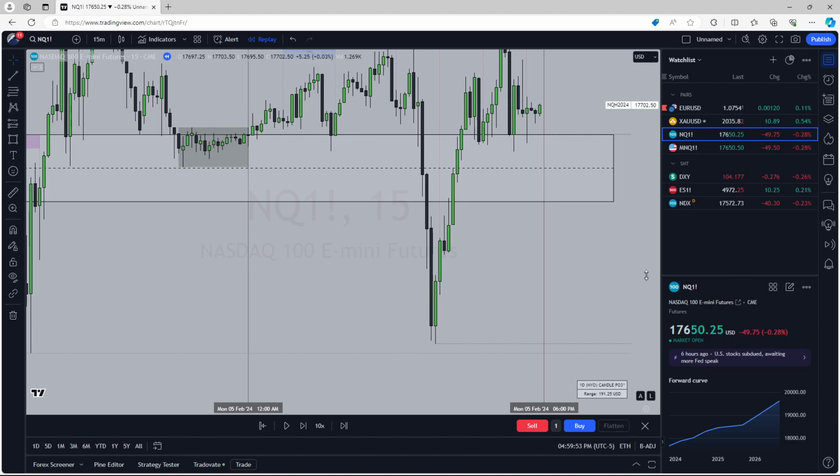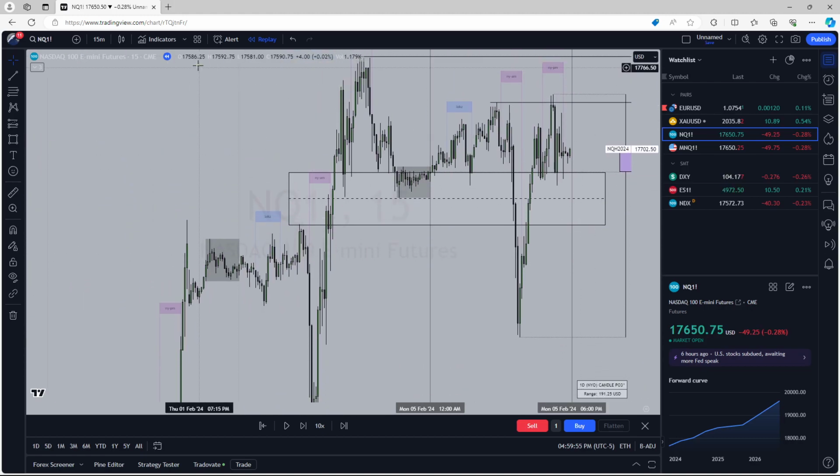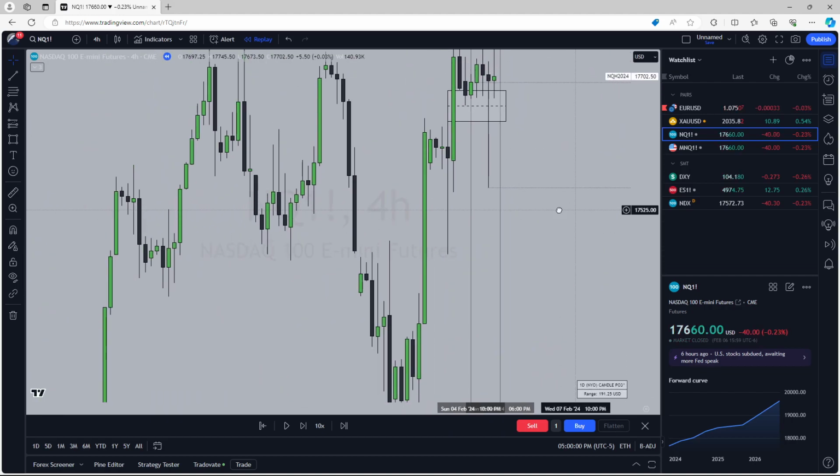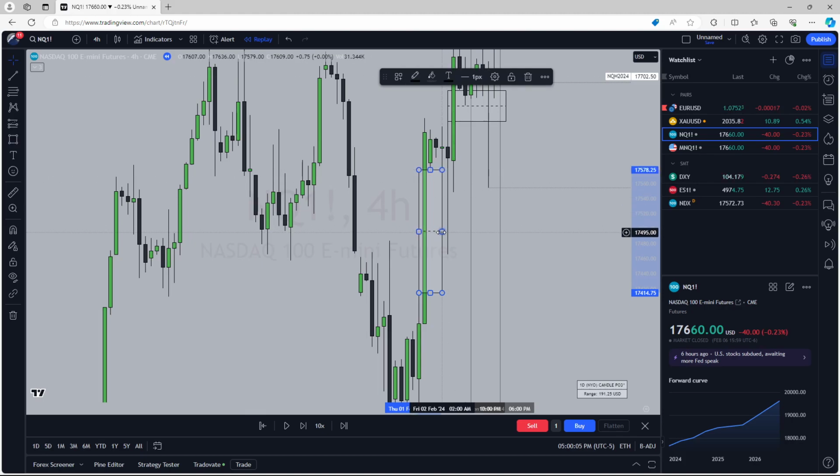But with the here, I'll show you another example. You can have precise entries if that's what you're asking for. Like, here, I'll go on another example. I'll show you precise entries. Another 4-hour fair value gap, right?